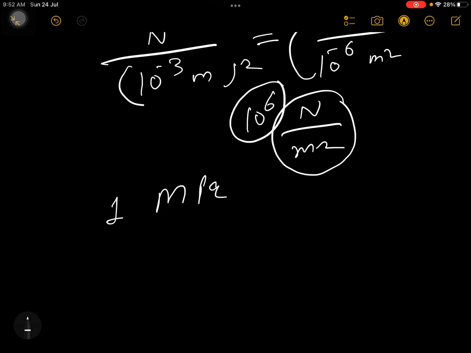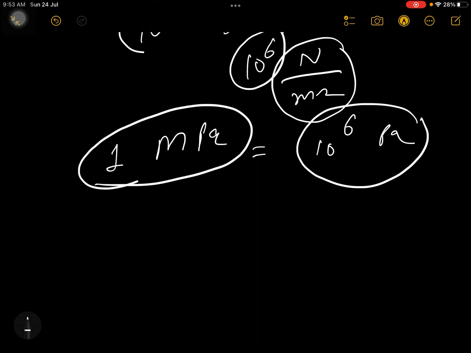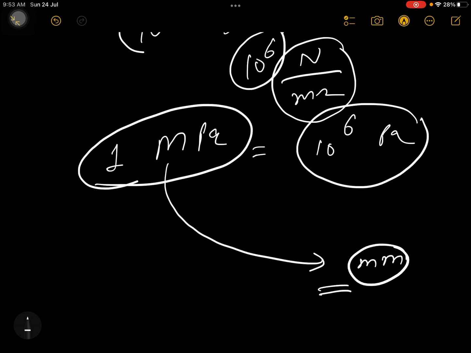1 megapascal is nothing but 10 to power 6 Pascal. Okay. If one data is given in Pascal and one data is given in megapascal, and they are asking the question in mm, so megapascal is nothing but data is in mm, correct?